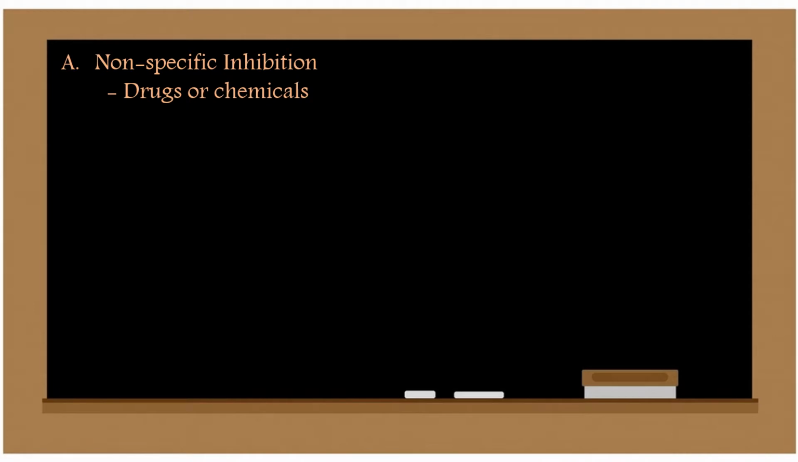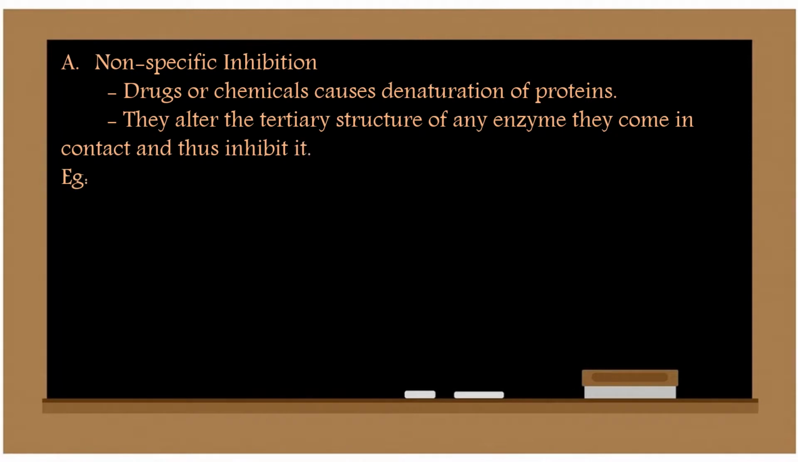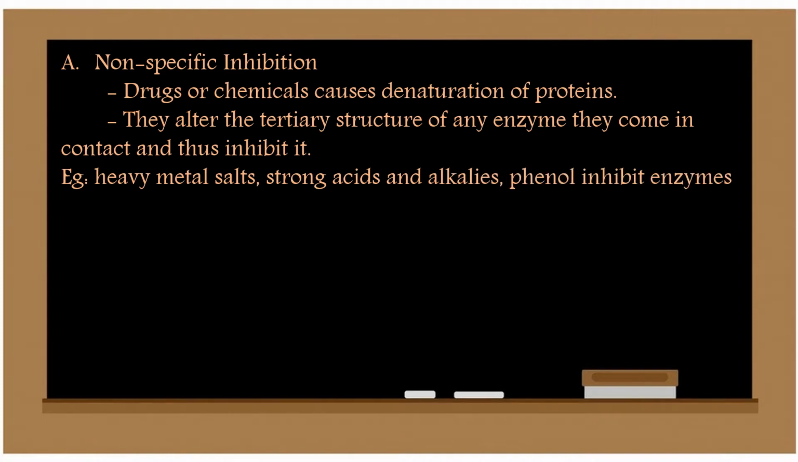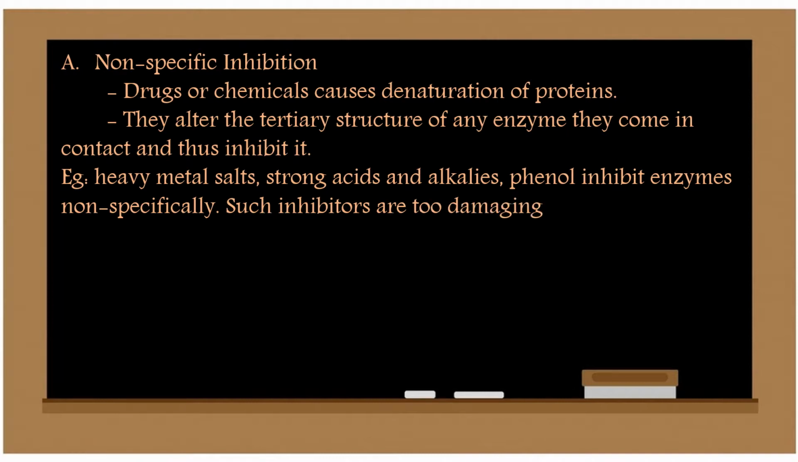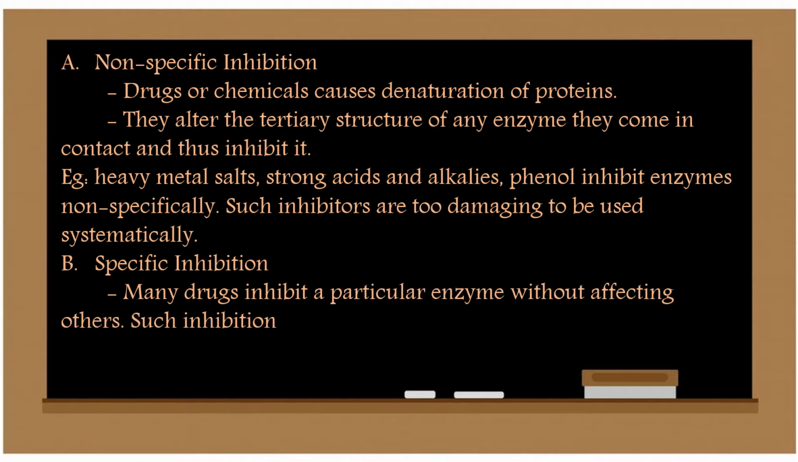Non-specific inhibition. Drugs or chemicals cause denaturation of protein. They alter the tertiary structure of any enzyme with which they come in contact and thus inhibit it. For example, strong acids and alkalis, heavy metal salts, phenol, etc. inhibit enzymes non-specifically. Such inhibitors are too damaging to be used systemically. Next one is specific inhibition. Many drugs inhibit a particular enzyme without affecting the others. Such inhibition is either competitive or non-competitive.